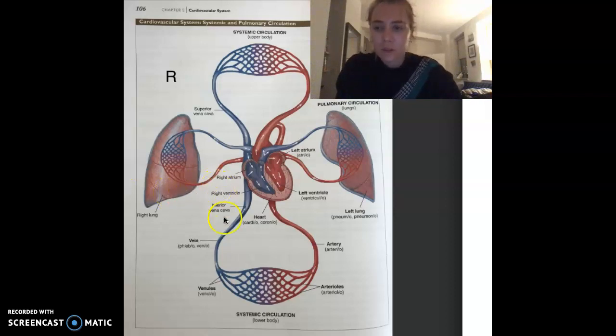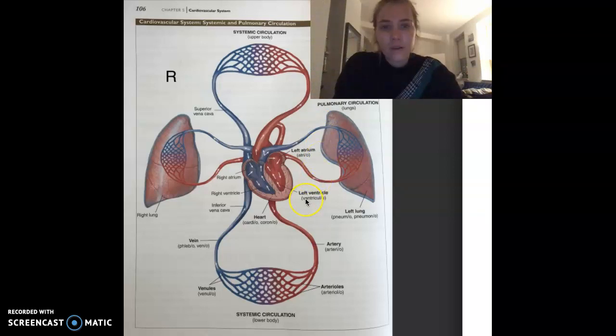So just some general points. This diagram is from the book that we're using for the class. The right side of the heart, I've labeled this the right side. This blood circulates to the lungs, and it's blue, which is representing deoxygenated blood. And then this side over here, the left side, that blood from the heart leaves and goes to the rest of the body, and that's red, representing oxygenated blood.